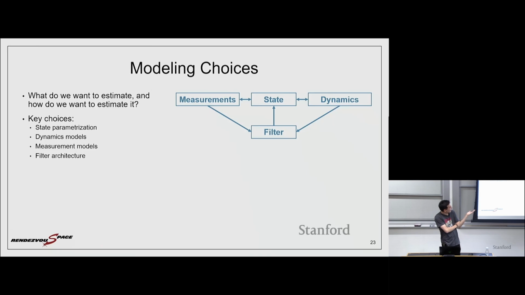But okay, I'll talk about some vision-based stuff here, and maybe it'll convince you that actually, you could try using it. Or maybe it won't. Maybe it'll do the opposite. So there are some key choices here, where we have to choose a state parameterization, dynamics models, measurement models, and a filter architecture. And all these choices have pros and cons.